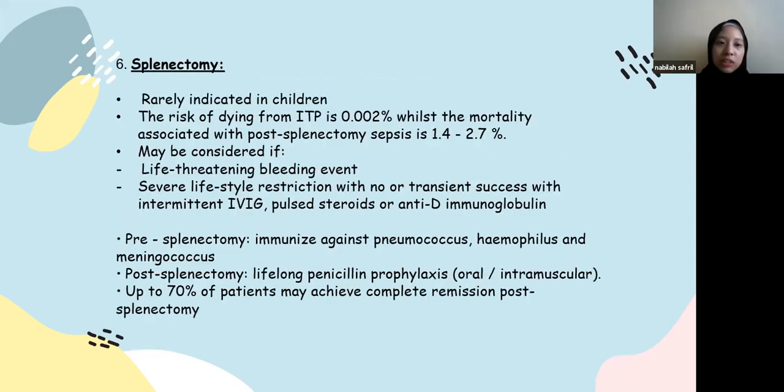Next, for splenectomy, it is rarely indicated in children because the risk of dying from ITP is only 0.02%, whilst the mortality associated with post-splenectomy is higher, which is 1.4 to 2.7%. However, it may be considered if there is a life-threatening bleeding event, or when there is severe lifestyle restriction with no or transient success with intermittent intravenous immunoglobulin, pulse steroids or anti-D immunoglobulins.